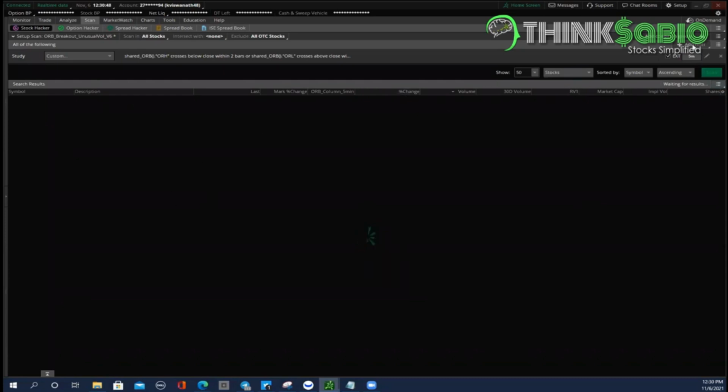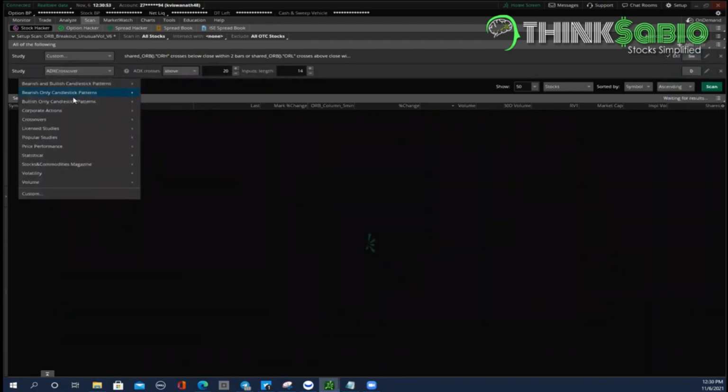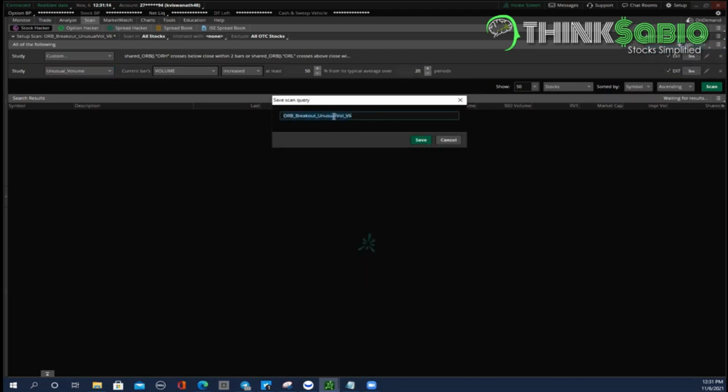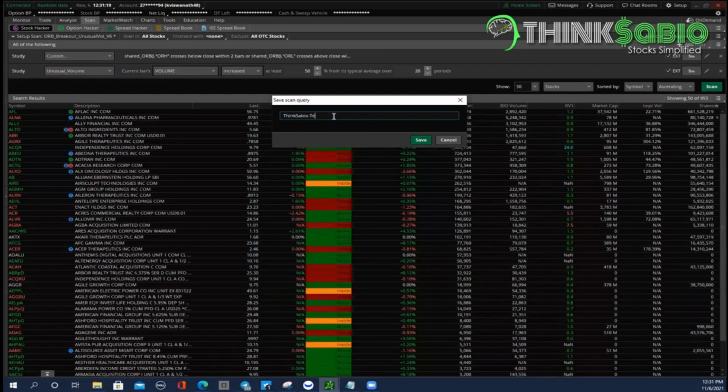If you want to add the volume, all you have to do here is add filter, click study, and then you can go to volume. You have unusual volume. The current bar should be the 5-minute bar. The current 5-minute bar increased at least 50%, for example, from its typical average over 20 periods, right? And then all you have to do is go here, click save, give it a name, test, and then save it, right?